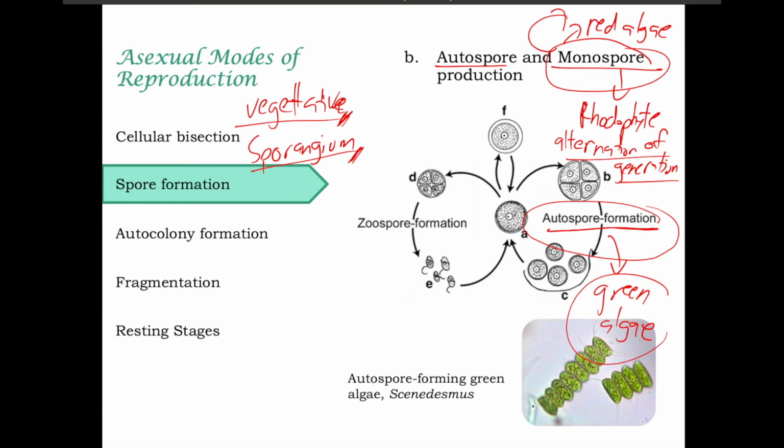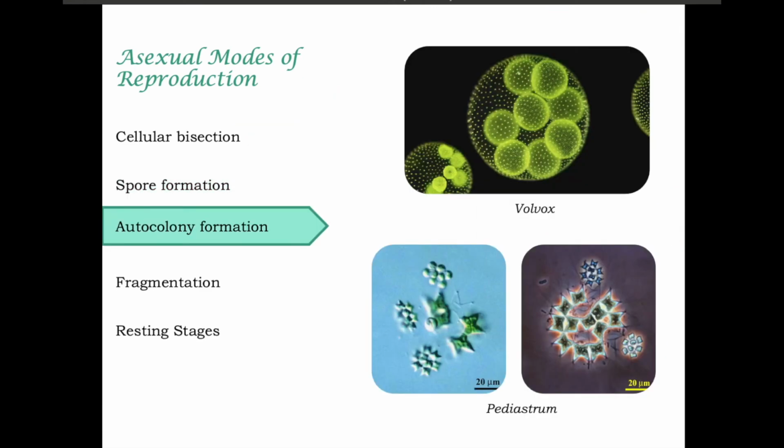Now moving on, we'll go to autocolony formation, wherein one cell is independent of the others and can produce a new colony. So how does this happen? How does colony formation work? Usually, autocolony formation is seen in coenobic, colonial organisms.